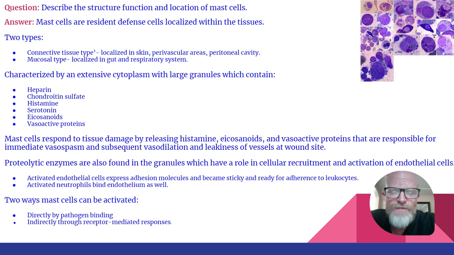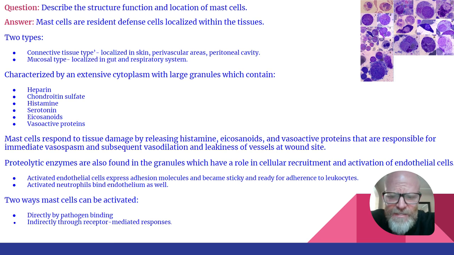They're characterized by extensive cytoplasm with large granules, which contain heparin, chondroitin sulfate, histamine, serotonin, eicosanoids, and vasoactive proteins. Mast cells respond to tissue damage by releasing the contents of these granules, and this is responsible for immediate vasospasm and then subsequent vasodilation and leakiness of the vessels at the wound site, which will allow for white blood cells to enter the wound. Proteolytic enzymes are also found in the granules, which have a role in cellular recruitment and activation of endothelial cells.